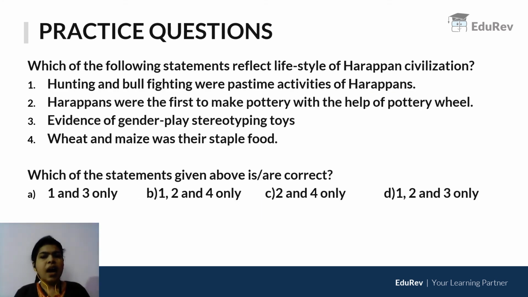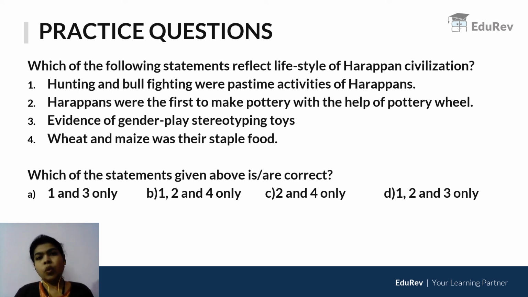And finally, we have one question for practice. So consider the question that we have here. Which of the following statements reflects the lifestyle of Harappan civilization? So there are four statements. Hunting and bullfighting were pastime activities. Yes, that is true. Harappans were the first to make pottery with the help of the pottery wheel.